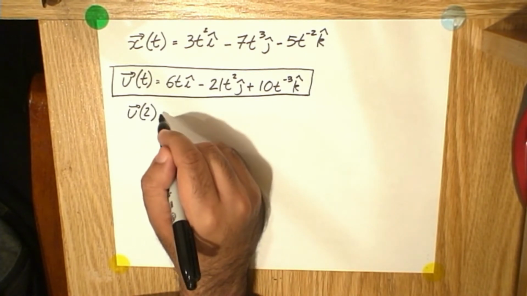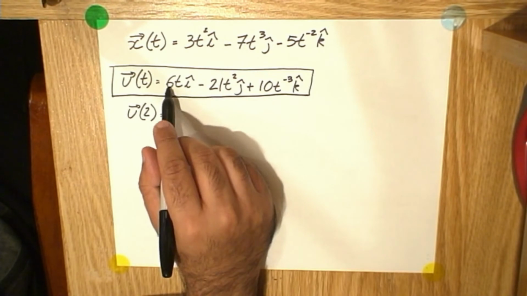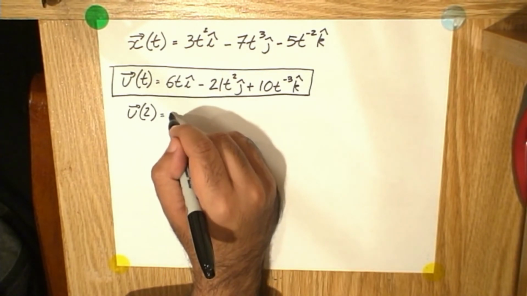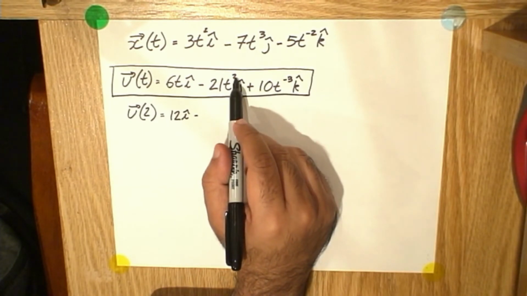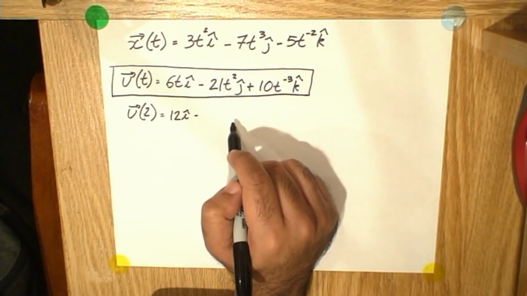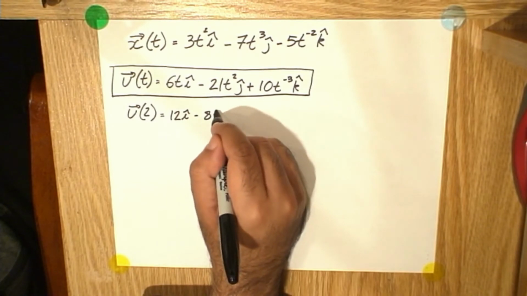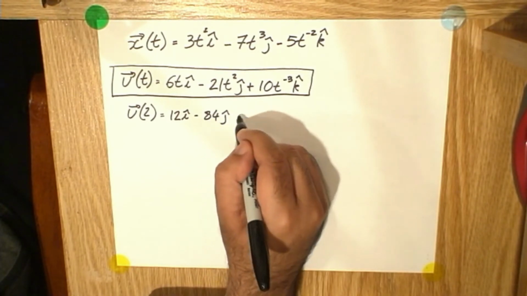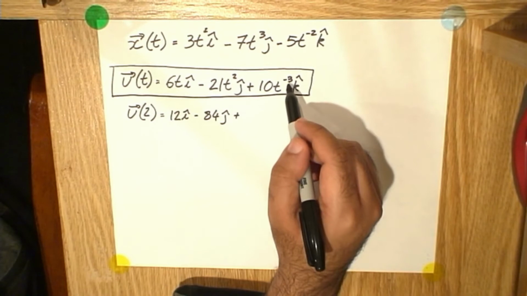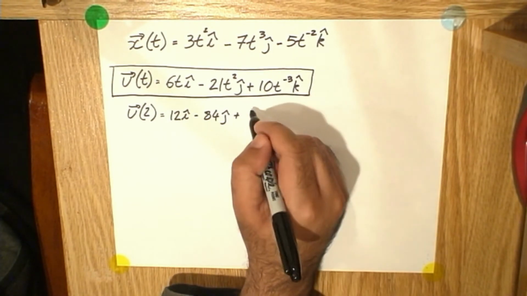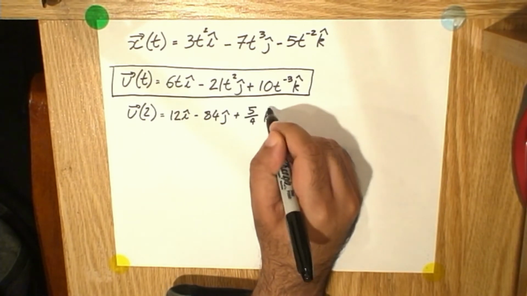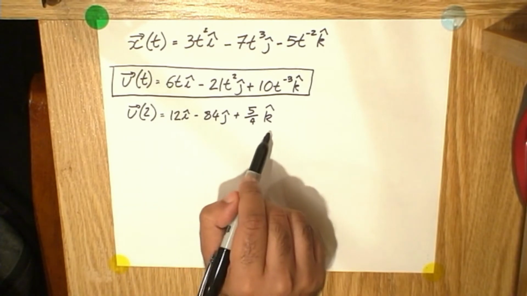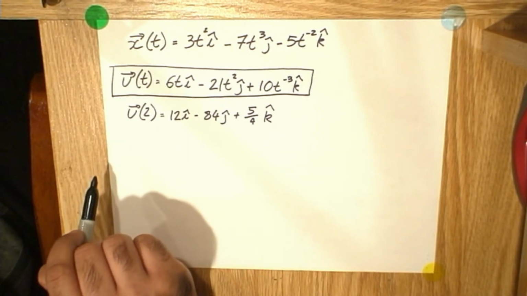The velocity at 2 is equal to 6 times t would be 12, minus t squared is 4 times 21, that would be negative 84, plus t to the negative 3, that would be 1/8. So 10 over 8, which would be the same thing as 5 over 4. That would be the velocity of this object at a time of 2 seconds.